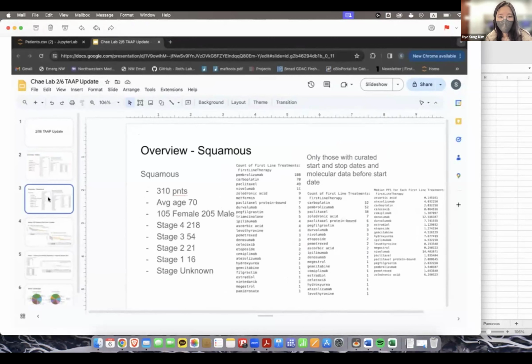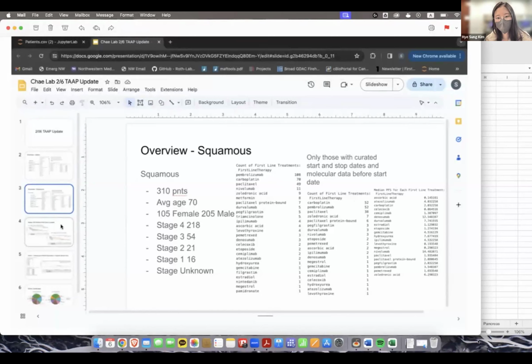I did a similar analysis for squamous. Here, the data set is a little larger, and there's significantly more chemotherapy first lines versus pembro. And then the same sort of thing, filtering for those patients with start and stop dates for their therapies and molecular data that was obtained before the start date of the first line therapy.